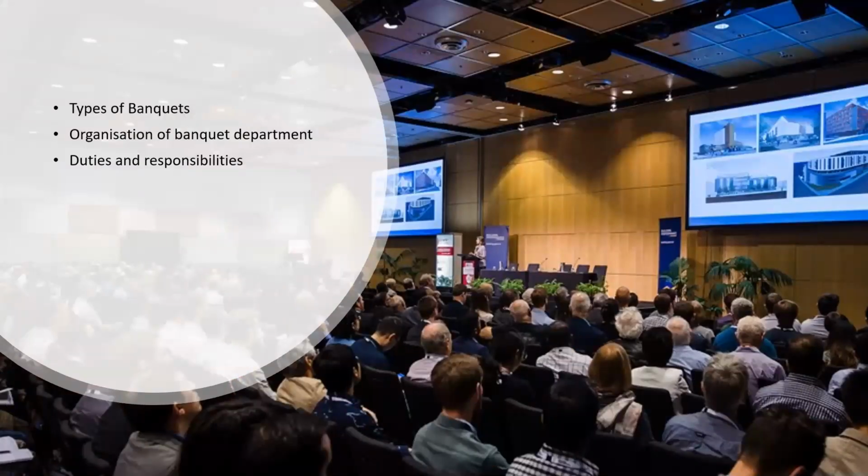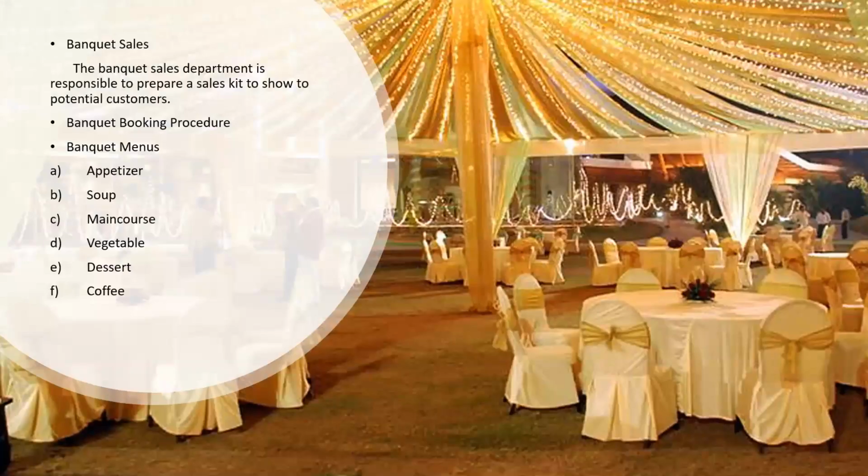Types of banquets. Organization of the banquet department and duties and responsibilities of the staff. The banquet sales department is responsible to prepare a sales kit to showcase to the potential customers and guests. There is a banquet booking procedure. Banquet menus are extremely large, starting with appetizers, soups, the main course, the vegetarian course, desserts, as well as service of tea and coffees.